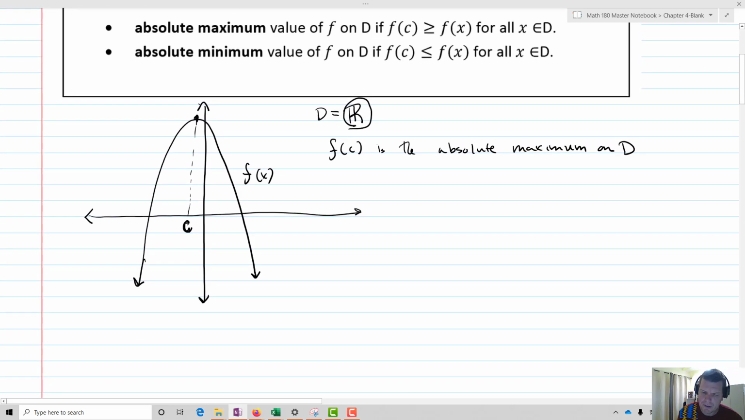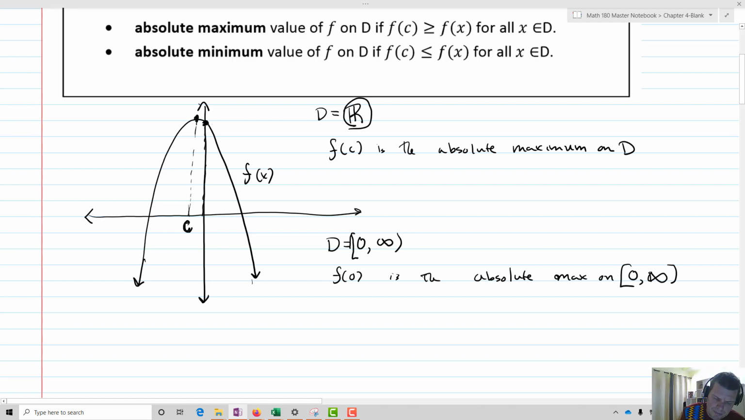But let's say, for example, that we change our domain. Let's let our domain equal just 0 to infinity now. If you look here, this value C is actually less than 0. So at 0, we're going to end up having our absolute maximum, because after 0, the function keeps decreasing. Consequently, f of 0 is the absolute maximum on 0 to infinity. Now what about the absolute minimum? Well, going past 0, we're just going to keep descending. It keeps going lower and lower and lower. So in this case, there is no absolute minimum on 0 to infinity.